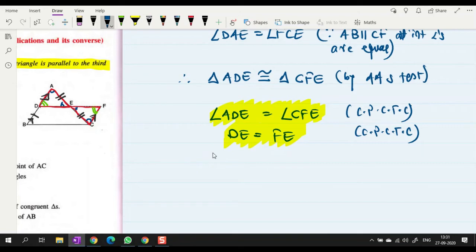Okay, so now we know that DE is equal to EF, right? DE is equal to EF. So can we say that DE plus EF is equal to DF? DE plus EF is equal to DF, right?